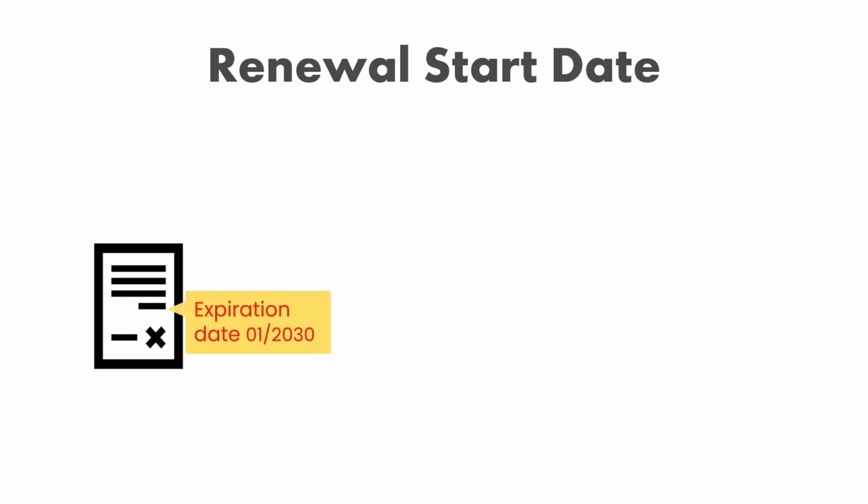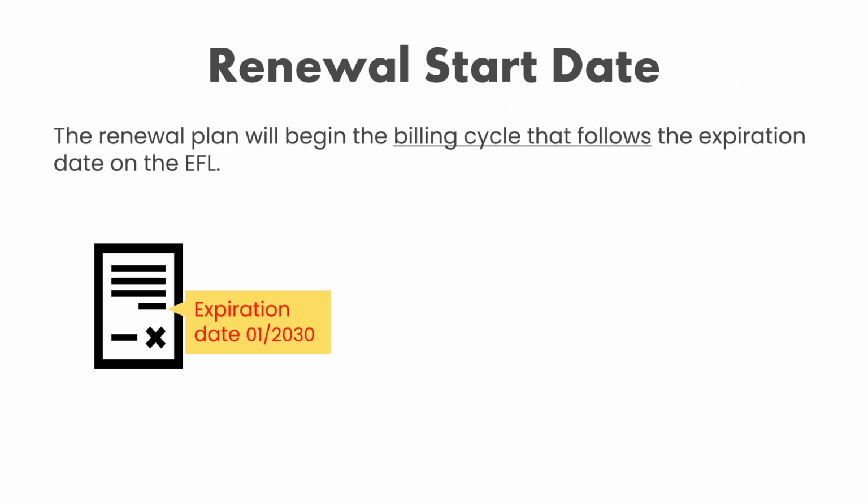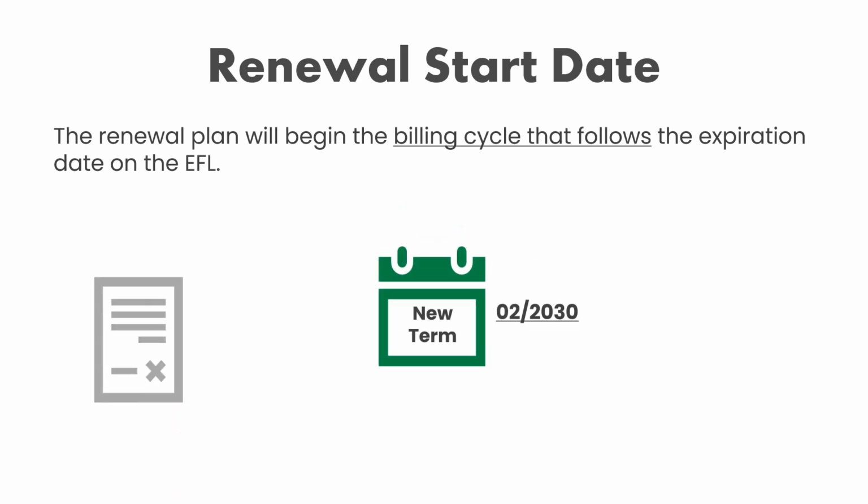All of our plans have a fixed expiration date. Once a renewal has been successfully completed, the renewal plan will begin the billing cycle that follows the expiration date on the EFL. For example, the EFL indicates the customer's plan will expire in January. The next billing cycle will start in February, which will be the new renewal start date.